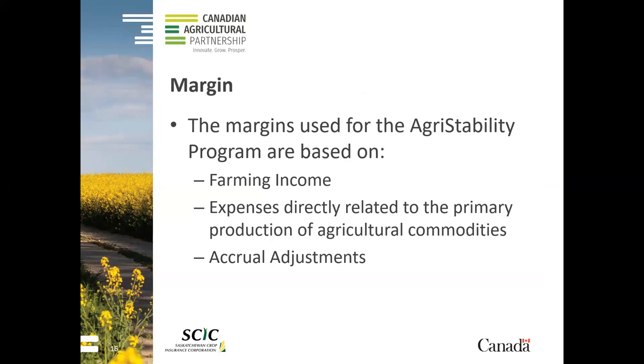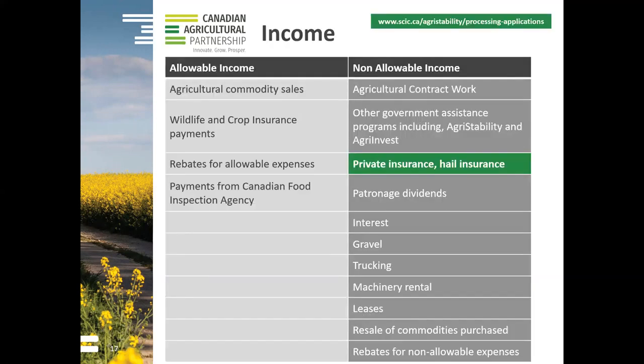The margins used in the AgriStability program are based on your farming income and your expenses, which are both directly related to the primary production of agricultural commodities. And then we look at your accrual adjustments. The allowable income and expenses must be directly related to the primary production of agricultural commodities, and the following table shows examples of the allowable and non-allowable income and expenses.